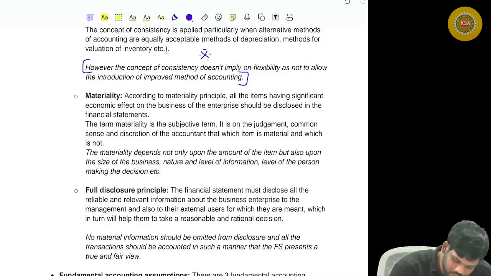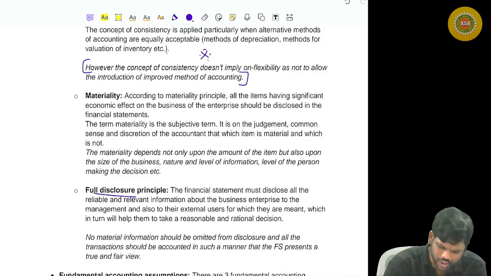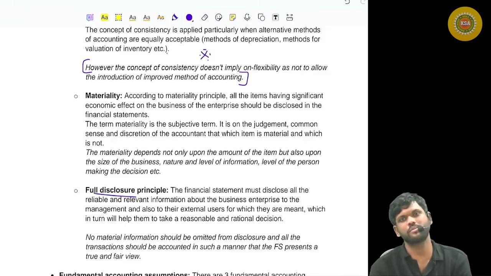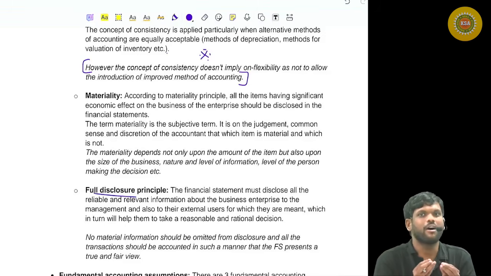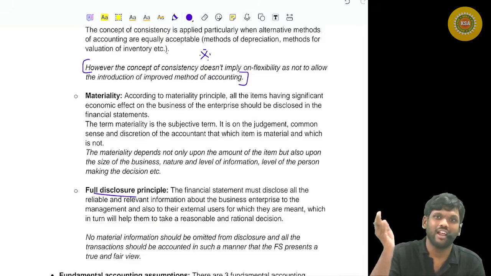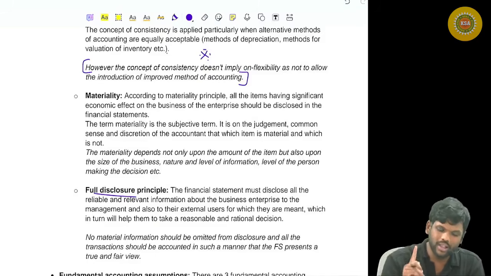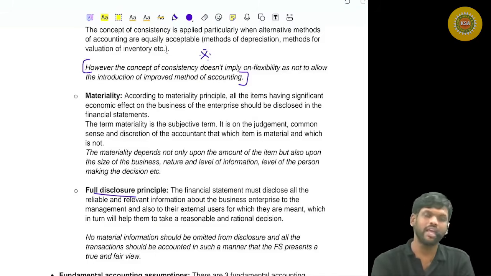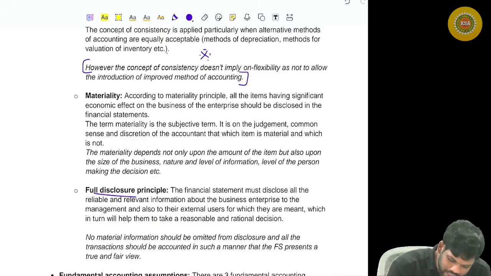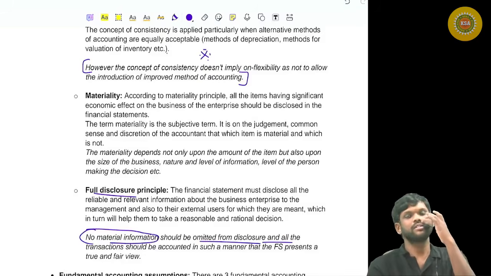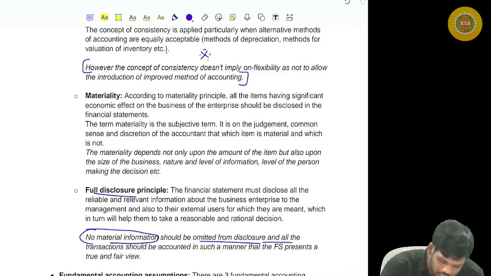And then the last one is the full disclosure principle. The full disclosure principle says accountancy wants all the material information disclosed to the users. Accountancy says all the material information should be given to the users. No material information should be omitted from disclosure because it may affect the decision making of the users.